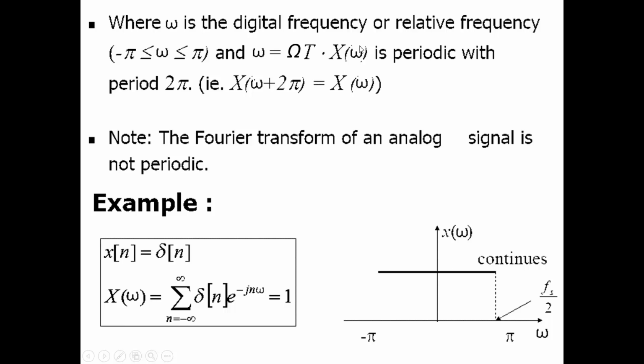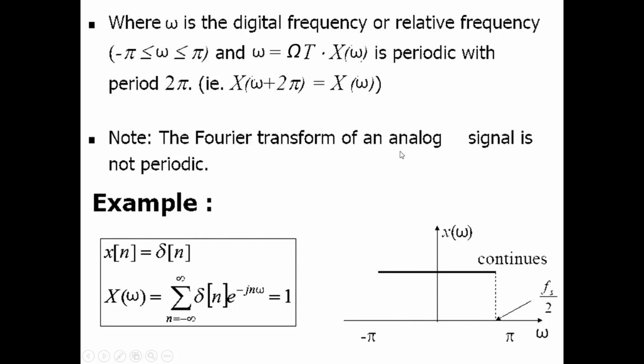Now X(omega) is periodic. We already know that this X(omega), which is the frequency response or the frequency spectrum, is periodic with period 2 pi. So that means X(omega plus 2 pi) will be equal to X(omega). The Fourier transform of an analog signal is not periodic, right?